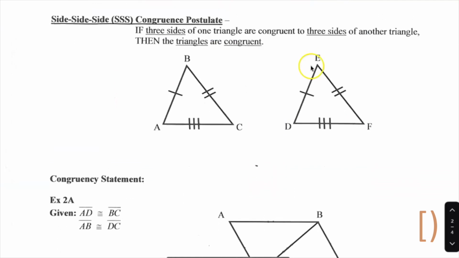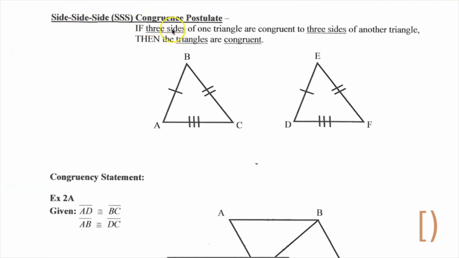So the next one is called the side, side, side postulate. Same idea. If I give you two triangles and you can show that all the sides match, then those two triangles are congruent. So it's pretty straightforward. If we look at these two triangles here, this side matches with that side, this side matches with that side, and that one with that one. So yes, these are congruent by side, side, side.